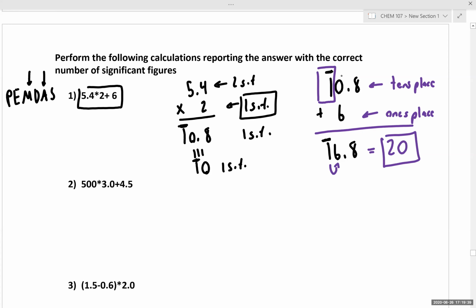So when we add 10.8, with a significant digit only in the tens place following bar notation, with 6, which has a digit in the ones place, we round to the least precise place, which would be the tens place. So we round to the nearest tens place value, which in this case would be 20. Does this example make sense to everyone?